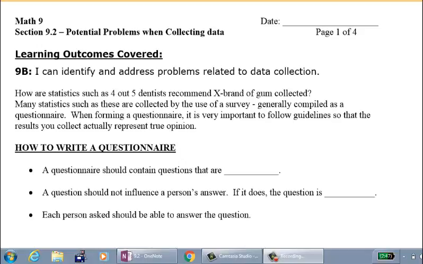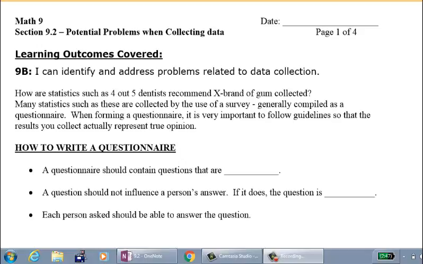So if you look here, it says, how are statistics such as 4 to 5 dentists recommend whatever brand of gum collected? How do they actually find all this data, and is there a way of doing it properly? So usually they use a survey, and that's usually in the form of a questionnaire. But when you do form a questionnaire, it's very important to follow some guidelines so your results actually represent true opinions. Because if that's the case, then I can just make up some random things and survey some random people and get some weird result. Whether it's valid or true or not is another story.